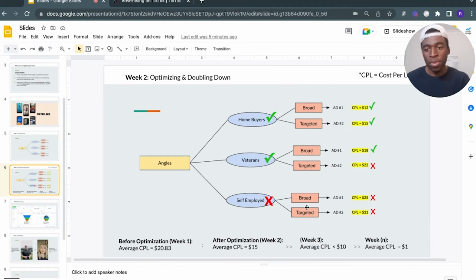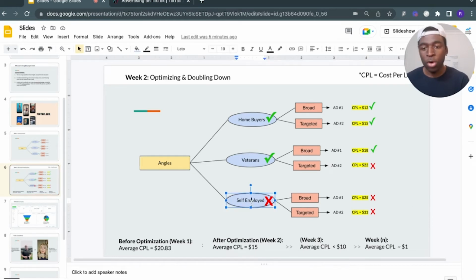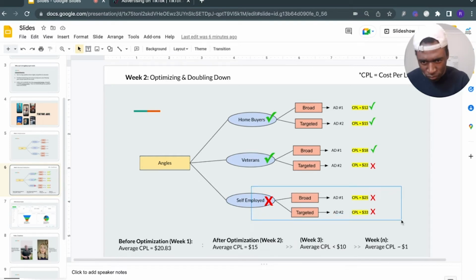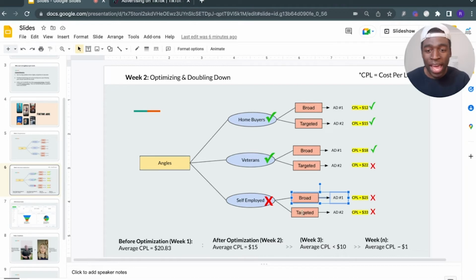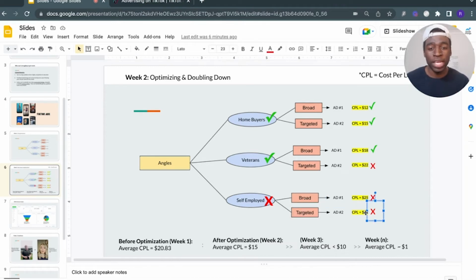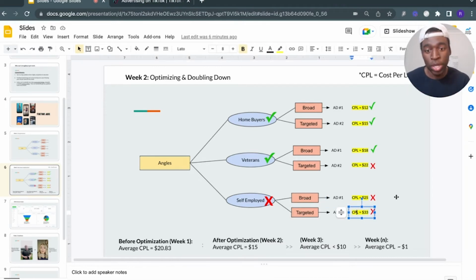So from here, you'll be able to tell, okay, the self-employed angle here didn't do too well. The average cost per lead here is quite high, right, for both our ads here. One of the ads had a $25 CPL, cost per lead, or CPA, whichever one you want to say. So we could actually turn that off right away, right? Ad number two here had an average cost per lead of $33, so we'd actually turn that off as well.